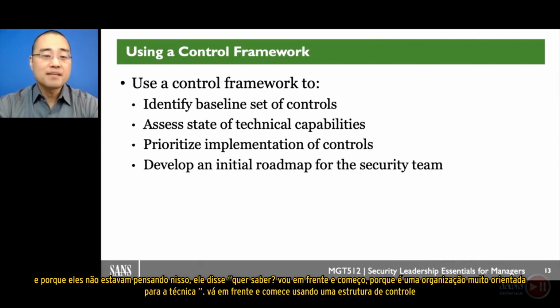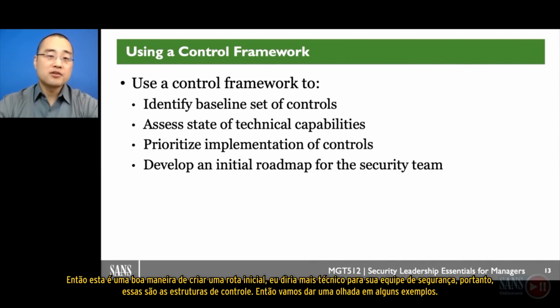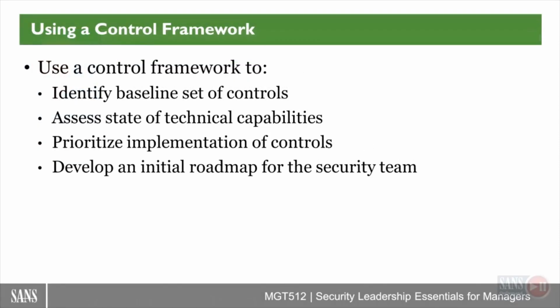And because they weren't thinking about it holistically, he said, you know what, I'm going to go ahead and start, because it's a very technically oriented organization, by using a control framework to better talk about the set of controls that we have in place and where we actually need to make progress. So he used it to assess the state of their current technical capabilities, but also prioritize what should actually be done next. So this is a good way to create an initial, more technical roadmap for your security team. So these are the control frameworks. Let's take a look at some examples.